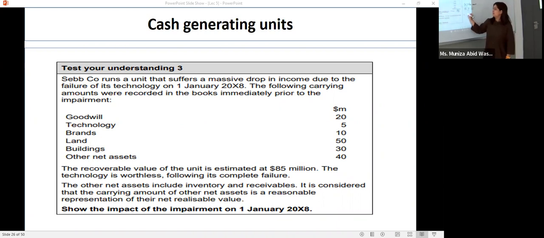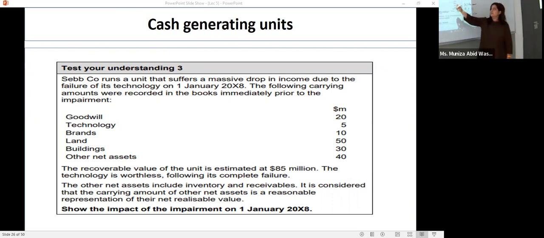So how much is the impairment? Impairment is how much? 70 million? Are you sure? 155 minus 85? 70 million. Now, students, what are we going to do with this? What should we have? Yes, Stephen? Okay, 70. Now, how are we going to do that?